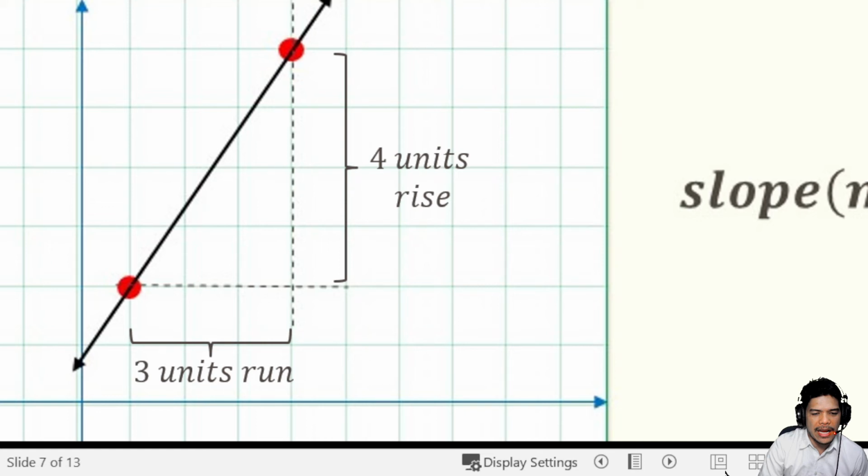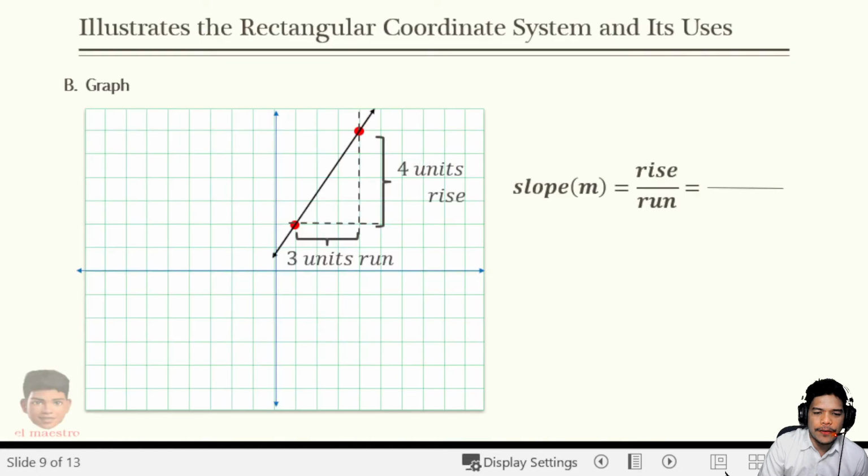Okay. So, since nakuha na natin yung 4 units rise and 3 units run, ilalagay na natin ngayon sa rise over run. So, our rise is equal to 4. Our run is equal to 3. So, our slope now is equal to 4 over 3. Ganun lang kasimple sa pagkuha ng slope when graph is given. Nakuha? So, bilangin nyo lang.